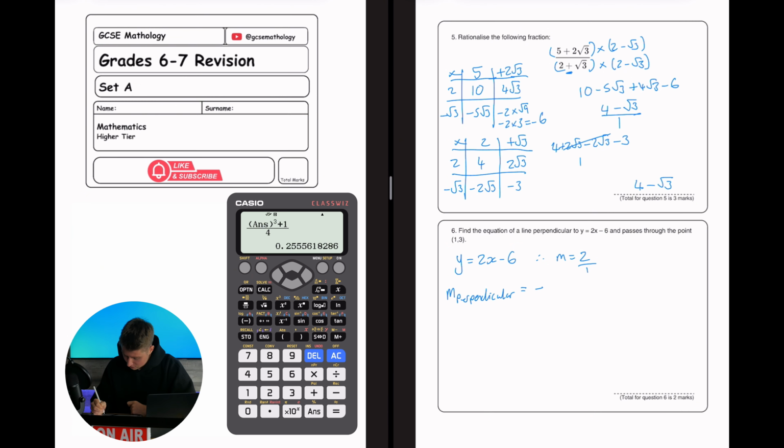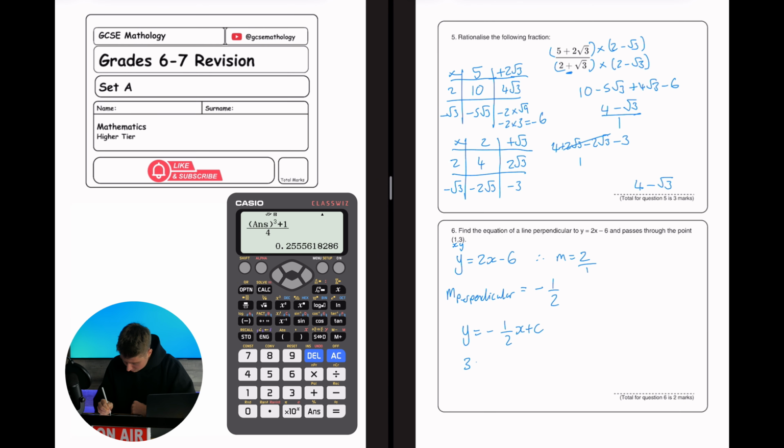So flipping the fraction would give us a half. So negative a half is the gradient for the perpendicular line. And now we need to work out what c is. We've been given a point which has got x and y coordinates. So we're going to substitute these points into the equation and solve for c.